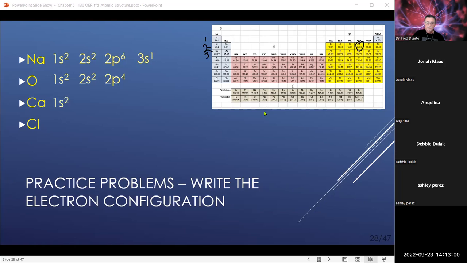And then calcium, we did that. 1s2, 2s2, 2p6, 3s2, and then 3p6 and 4s2. Now keep in mind, when you write these out, the number is a coefficient, a big whole number there. And then you've got the lowercase letter, and then the superscripts.